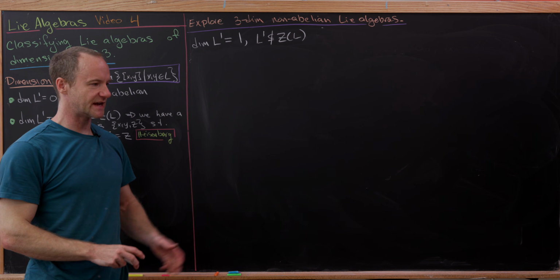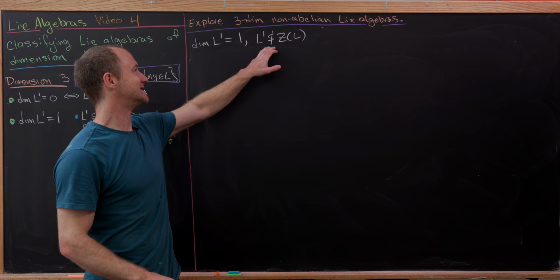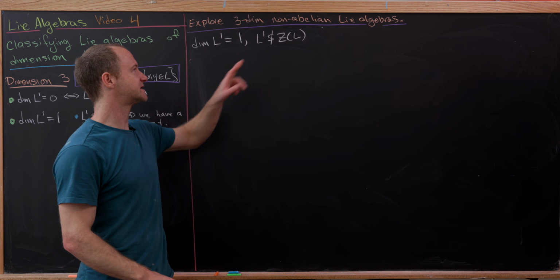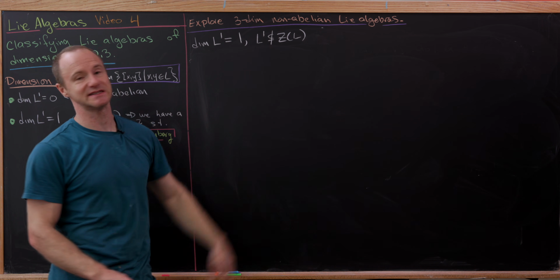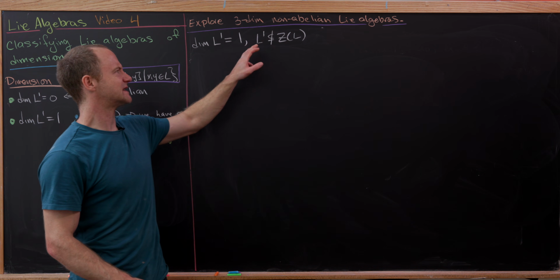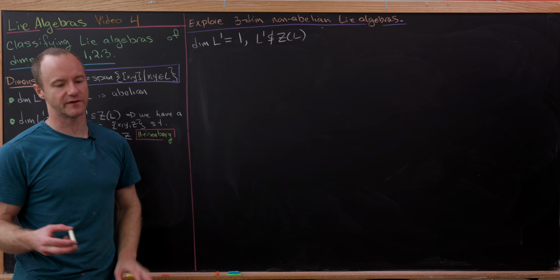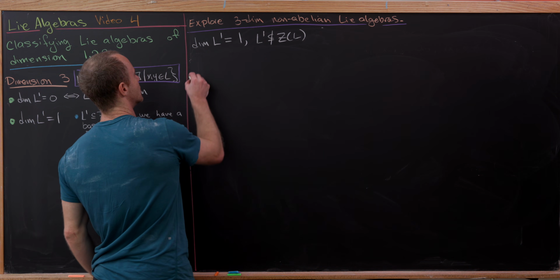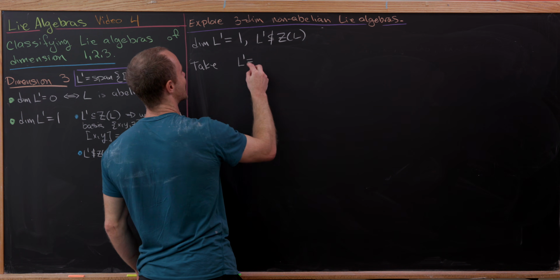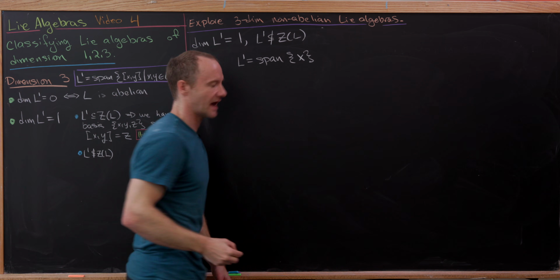So next up, we're going to look at the case where the dimension of the derived subalgebra is 1, and the derived subalgebra is not a subset of the center. So that means there's going to be something within the derived subalgebra that is not within the center. But since it's dimension 1, that means that everything in the derived subalgebra is not in the center, except for the 0 vector, but that's kind of boring. Okay, so now let's take a basis vector for the derived subalgebra. We'll call that x. So we've got L prime is equal to the span of x.